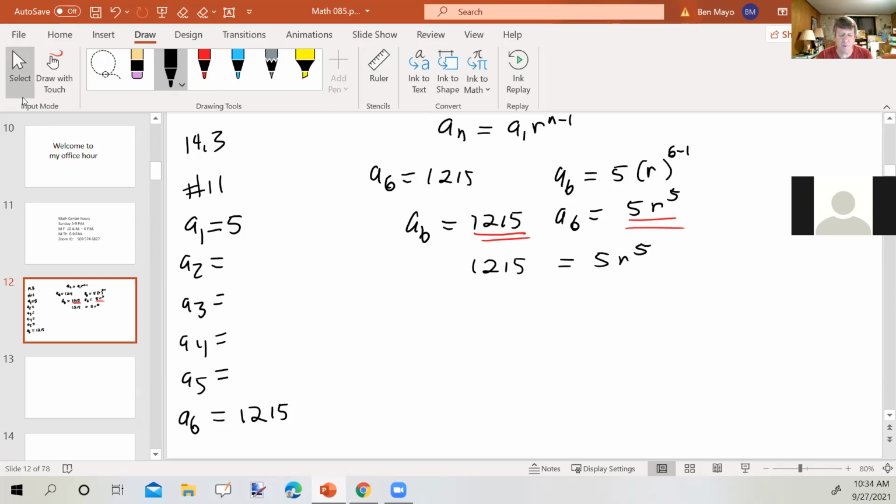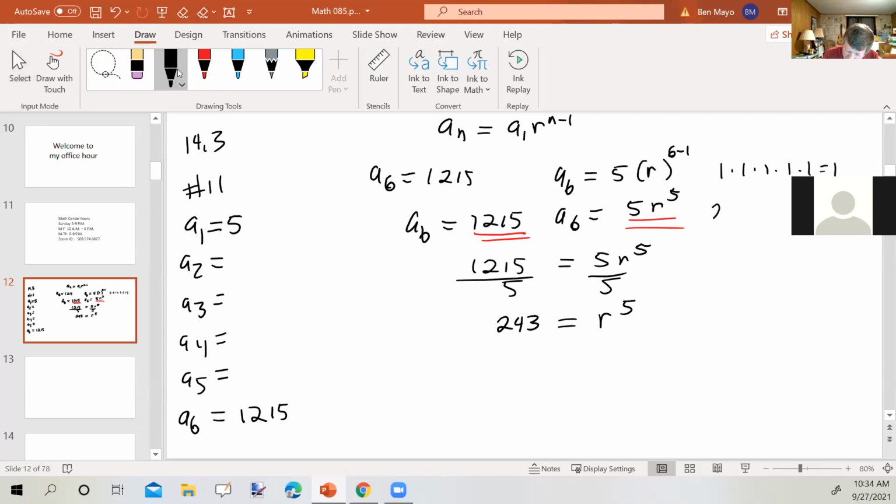We're trying to solve for r. So first of all, we need to isolate the variable r by dividing both sides by 5. On the right side, I get r to the 5th. On the left side, 1215 divided by 5 is 243. So now the question is, what number times itself, times itself, times itself, times itself, in other words, 5 identical factors, is 243? Well, let's take 1. 1 times 1 times 1 times 1 times 1 is just 1.